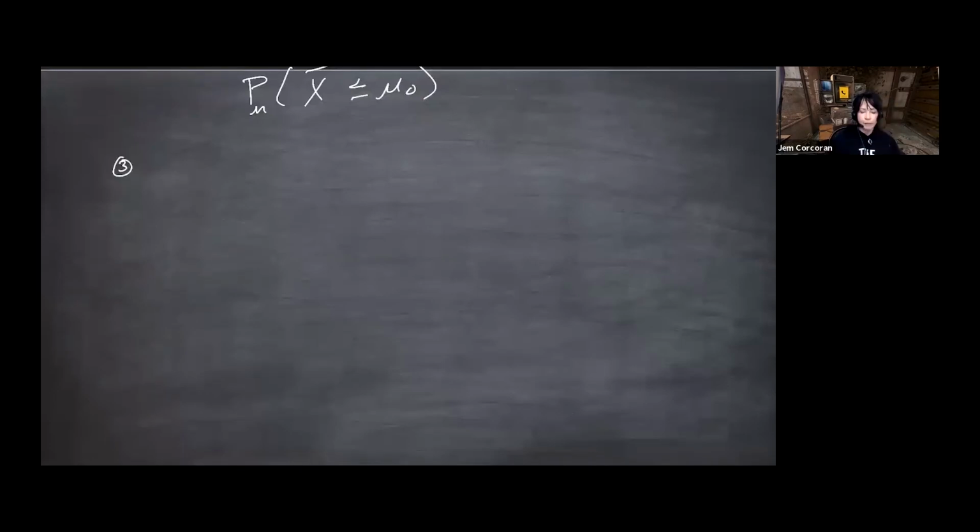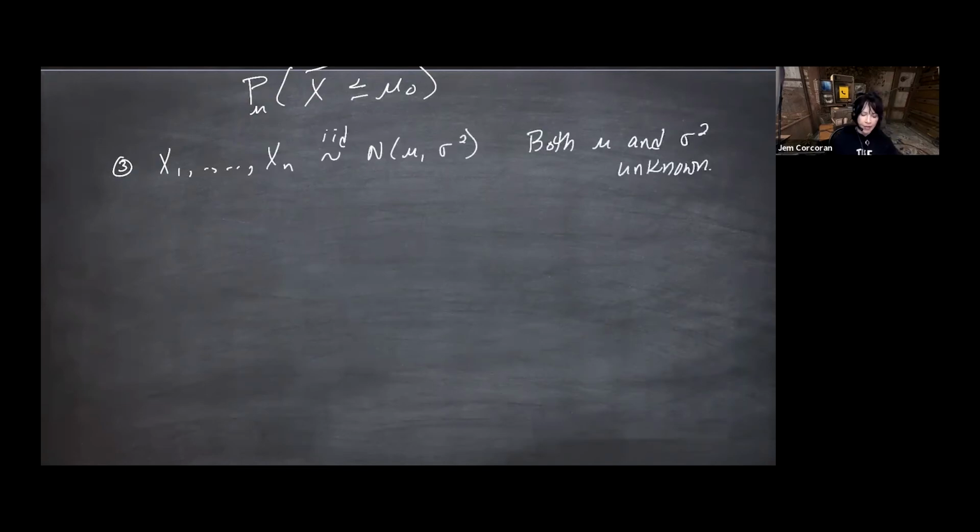So this is my third example. X1 through Xn, IID normal(mu, sigma squared), and both mu and sigma squared are unknown. Suppose we only want a test involving the mean. So I'm going to do the same exact setup: mu is less than or equal to some mu naught versus the alternative that mu is greater than mu naught. I don't know sigma squared, but I don't even care about a test involving sigma squared.